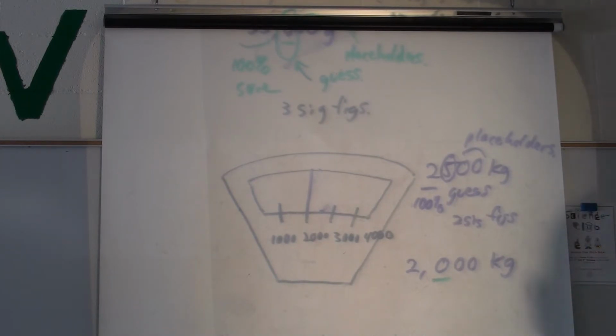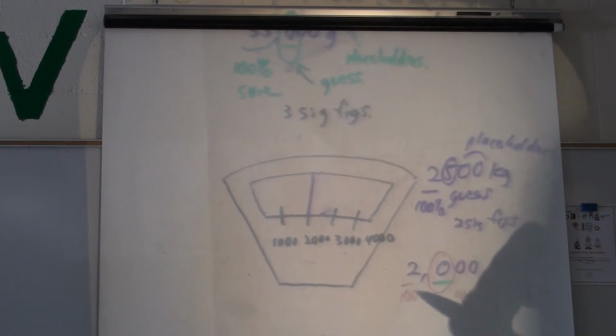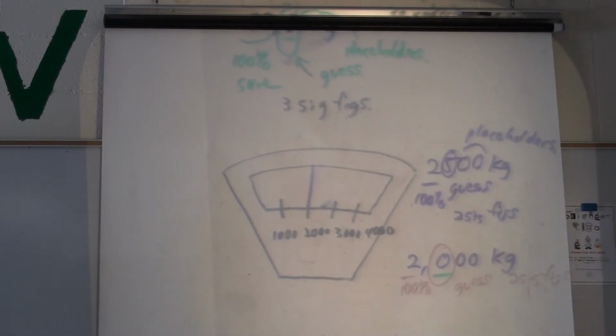And so then I know that this 0 is a guess. That's what we're not sure about, and the 2 is what we're sure about. And so I have 2 sig figs. The other 2 zeros will be placeholders.